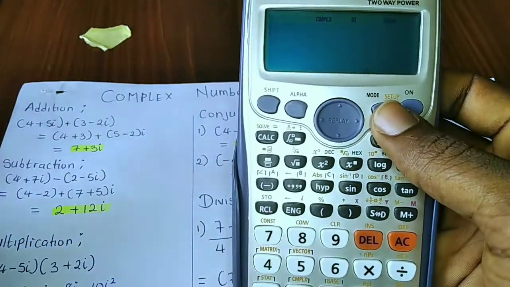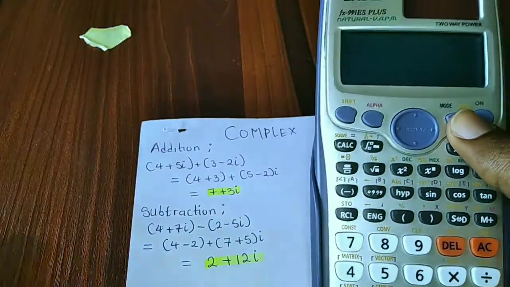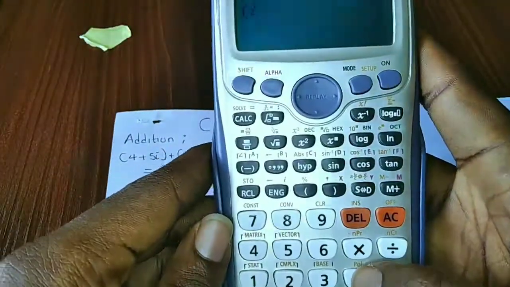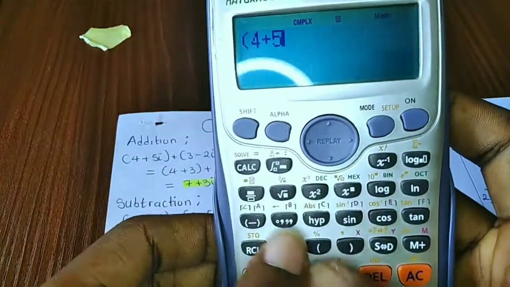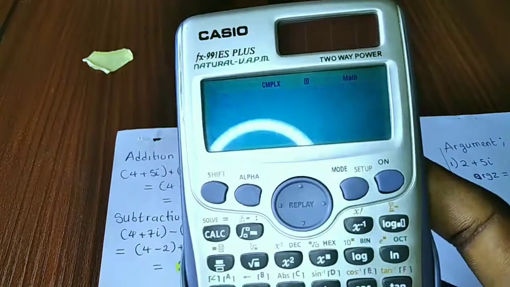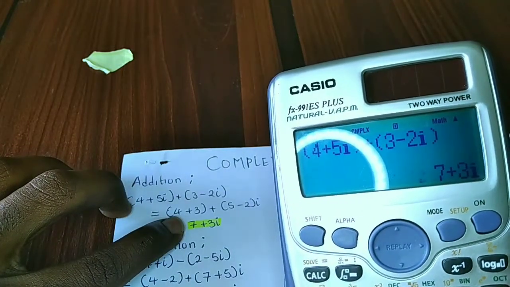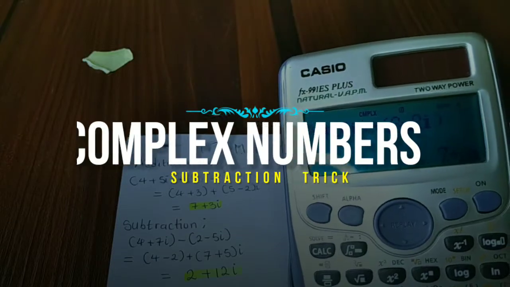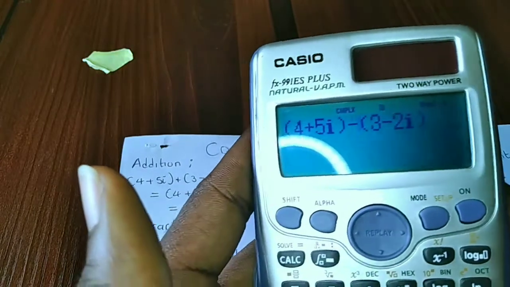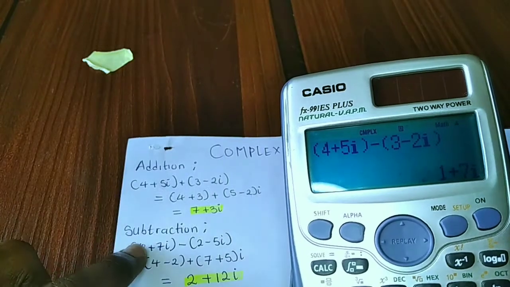The next thing you have to do is simply dial in the question as you saw it in your exam question or in your lesson. As you have seen, I got the answer. That is 7 plus 3i. Now subtraction is literally the same, just changing the addition sign to this, and it will give you the subtraction.